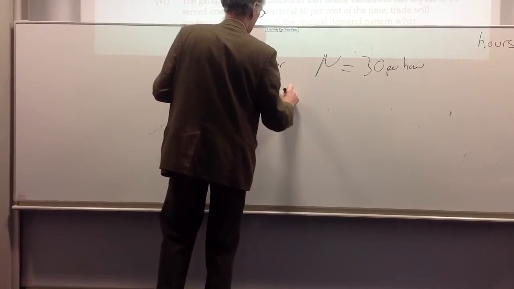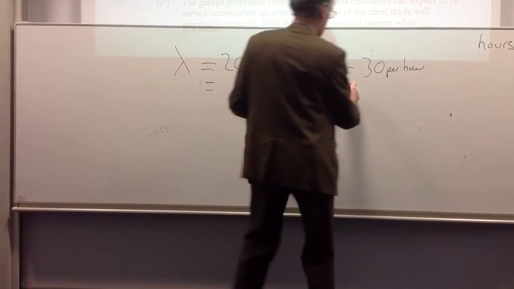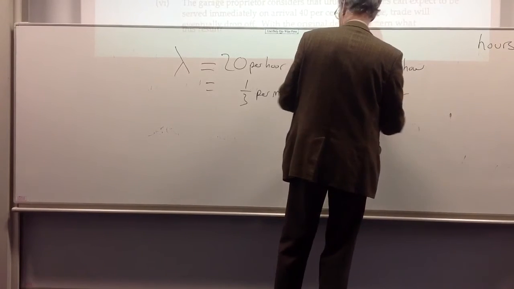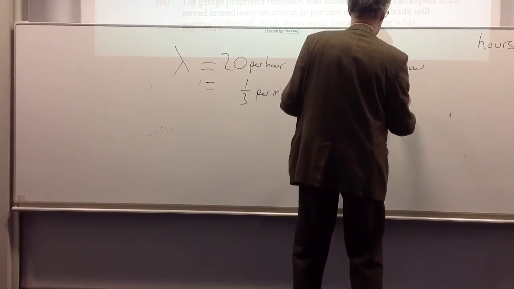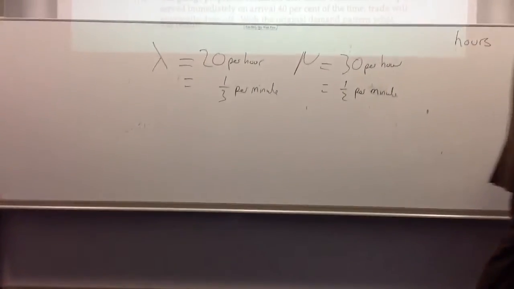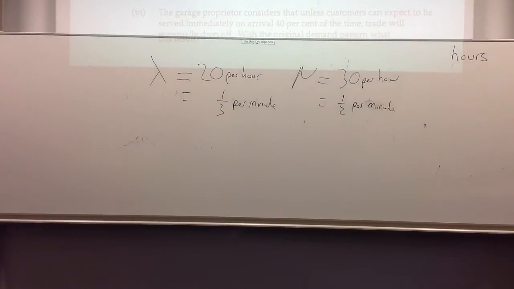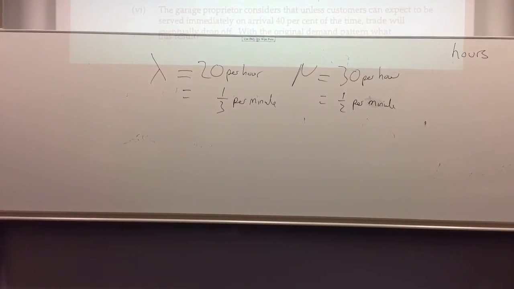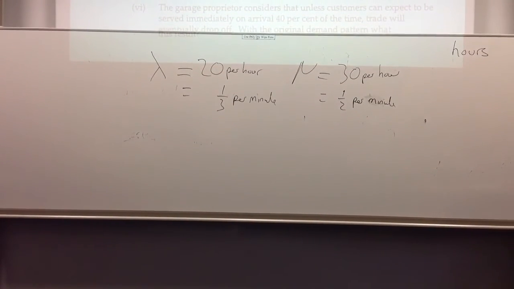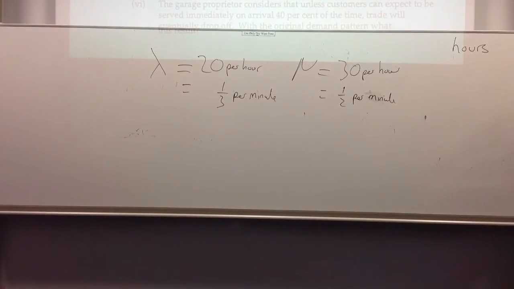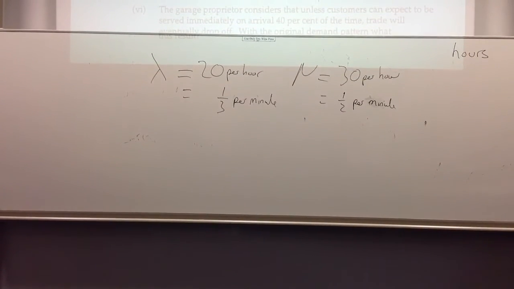Obviously, if you want it in minutes, it would have to be 1 over 3 per minute for the arrivals, and the service rate would have to be 1 over 2 per minute. And then obviously you can put all those into the formula, but we're dealing then with fractions. It doesn't matter. You just get the answers out in minutes or hours or whatever you want. But you've got to be consistent. You've got to have 20 per hour, you've got to have 30 per hour. So let's stick with our hours.